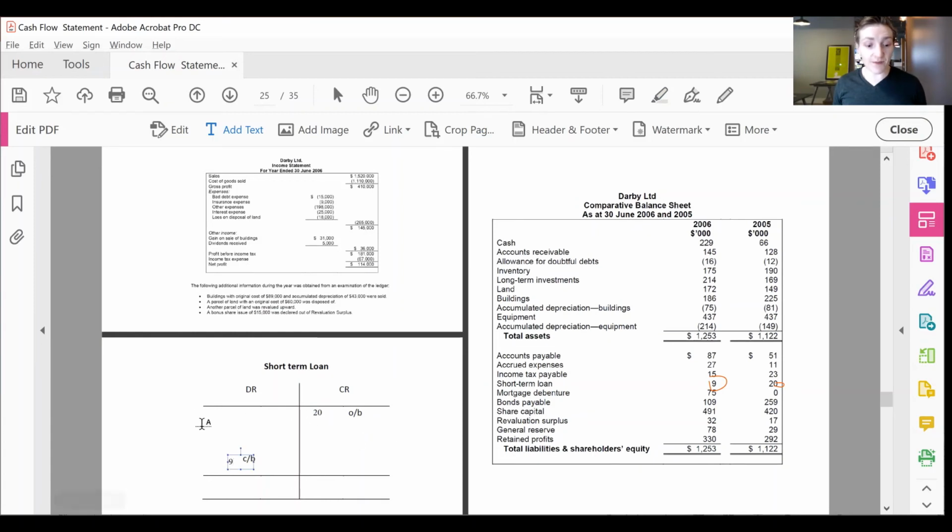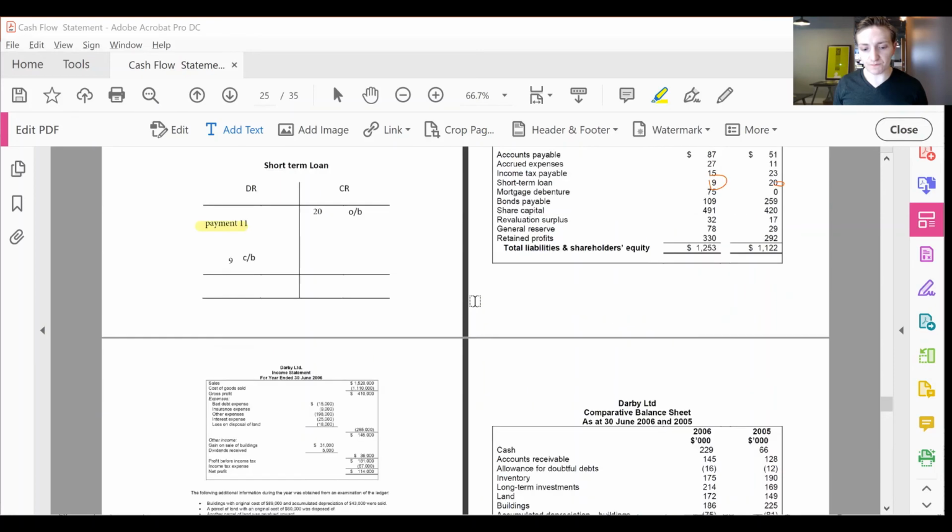That implies we must have paid off some of it. The payment of 11 to our short-term loan here. So that's what we can start off with our short-term loan. Now that's not the only type of debt. Obviously we have the mortgage, but we also have bonds. So we can fill in whether there was any cash flow associated with bonds.